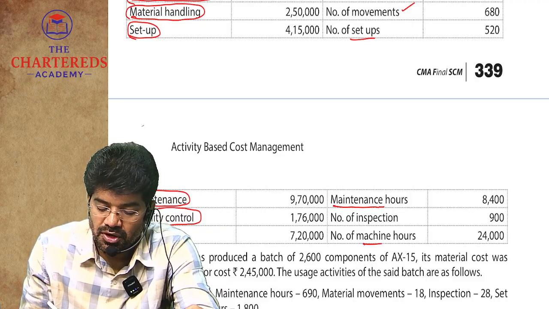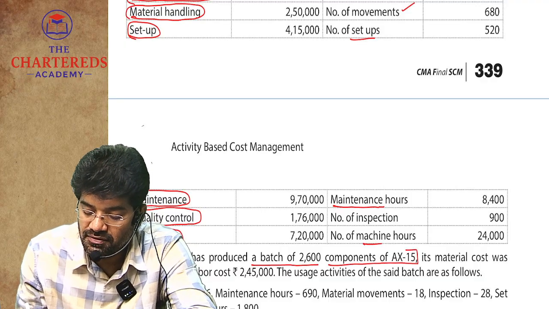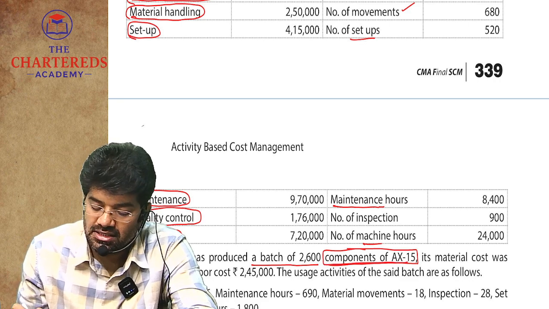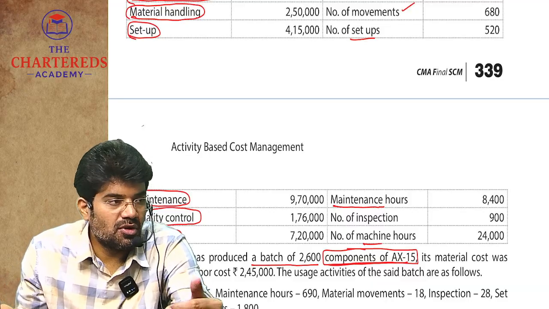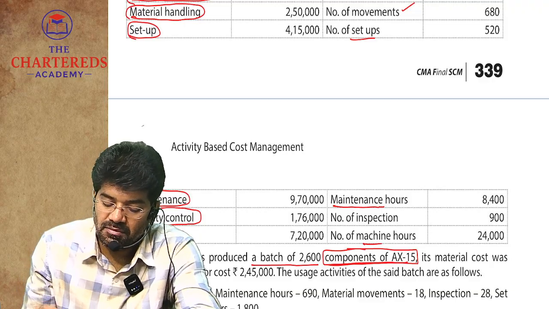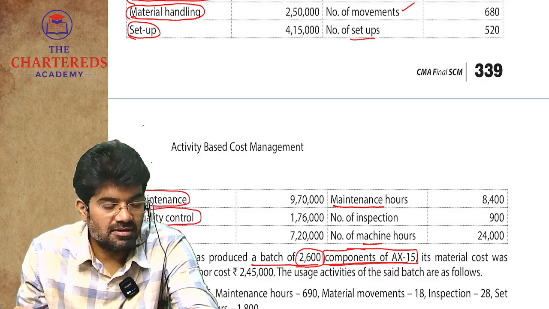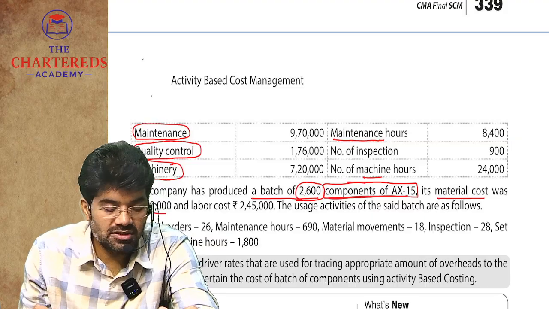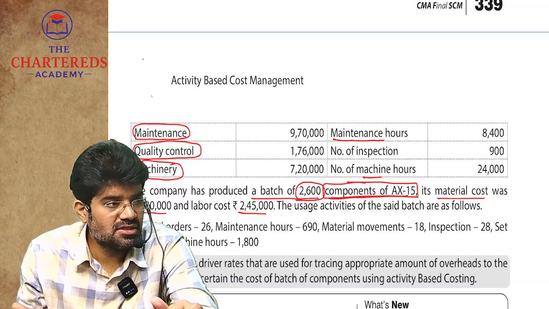The company has produced a batch of 2,600 components of AX50. This is the product they are making, AX50, and they are doing batch production. They are doing batch wise production. Every batch will have a quantity of how much? 2,600. Its material cost was 1,30,000. Labor cost is 2,45,000. These are the direct costs.